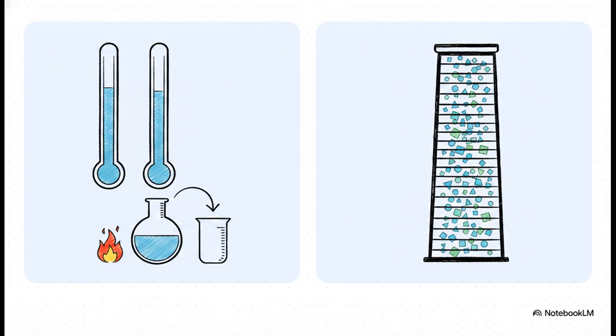But what about low relative volatility? Butane boils at 31 degrees Fahrenheit, and isobutane boils at 11 degrees. That's just a 20-degree difference. To separate those, a single boil simply won't cut it. Operators have to rely on massive, multi-stage distillation fractionators that perform this vaporization and condensation process over and over again on dozens of different levels.